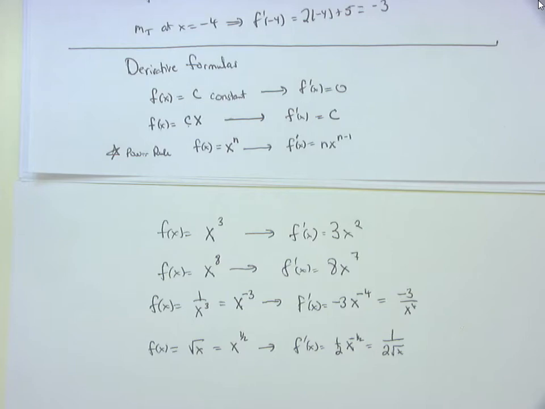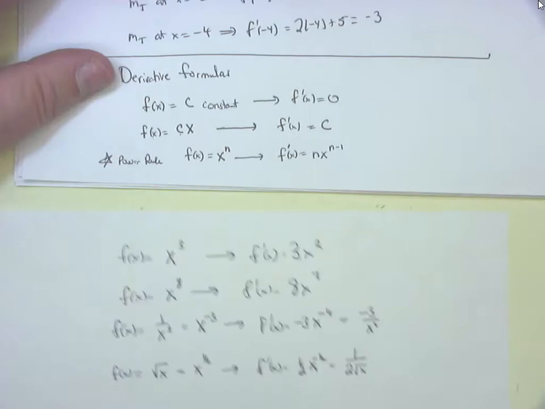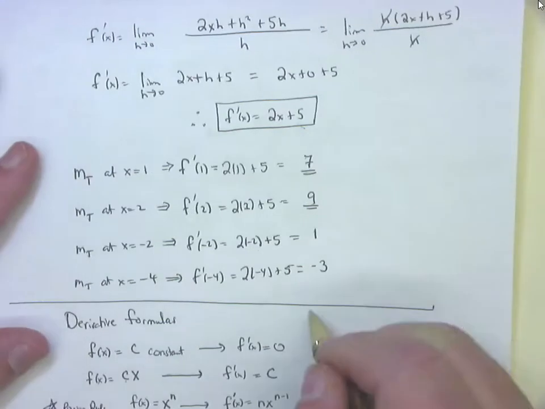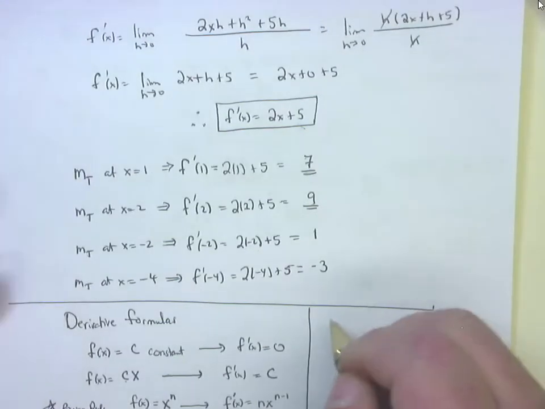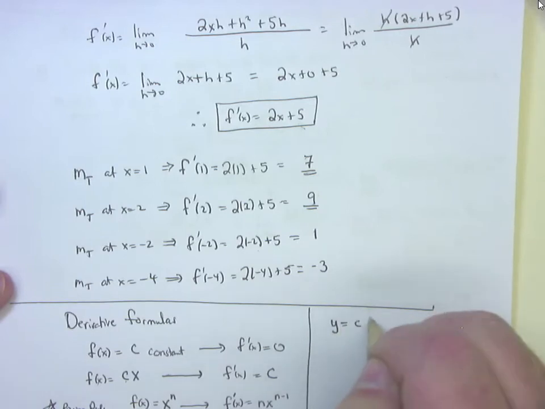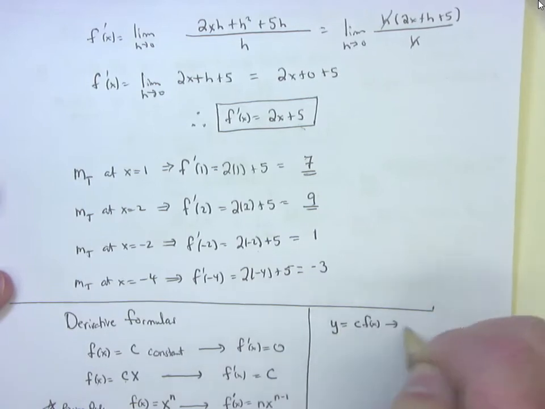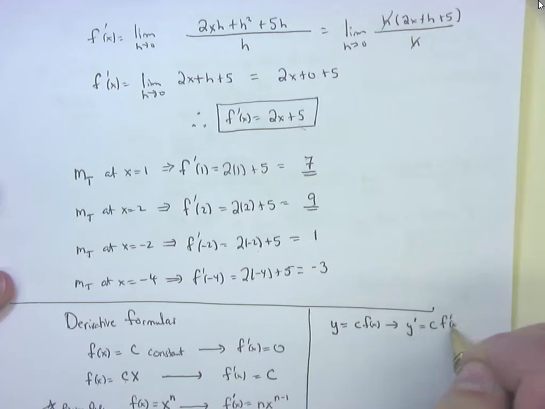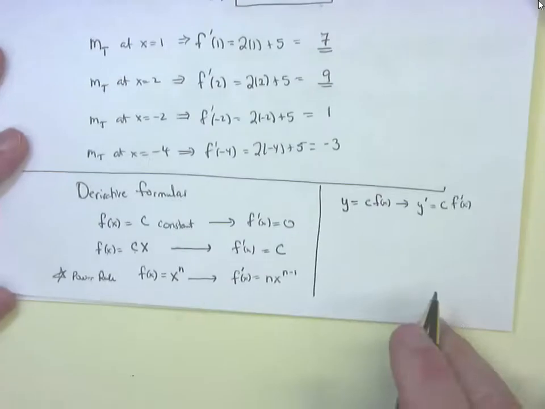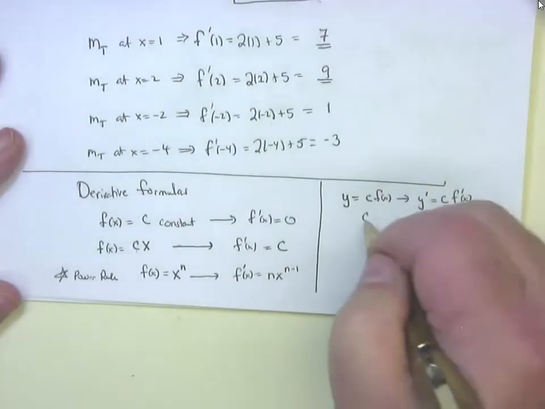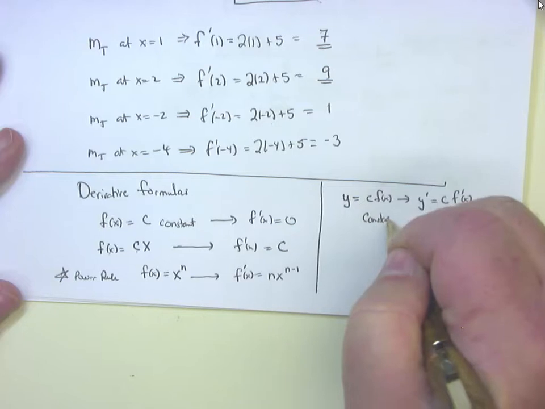A couple more rules, and then we're going to go to our little notes here. And that is this. If y equals a constant times a function, then the derivative, y prime, is equal to a constant times the derivative of the function. Okay? In English, constants hold over.